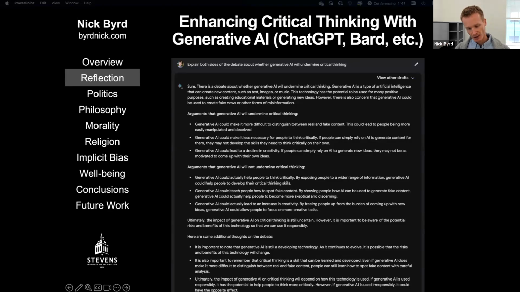So in this screenshot, what you're seeing is a slide of Google Bard's response to my request to explain both sides of a debate about whether generative AI will undermine critical thinking. This is from June 2023, just to disclose that in case Bard undergoes a substantial update that might impact your view of this. Now, I don't think this is very polished, but it is on the right track.